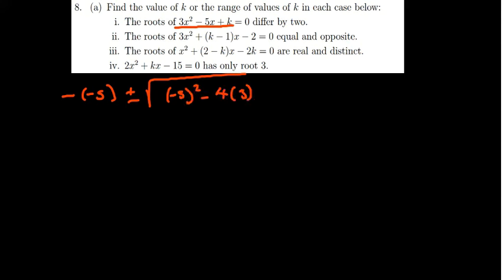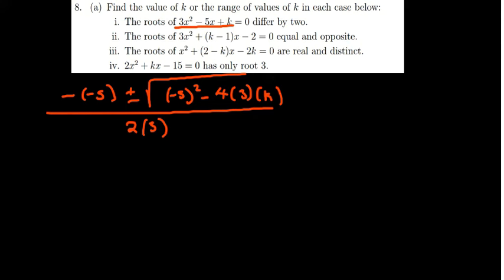So x is equal to negative b, so our b there is negative 5, right? So negative of b, plus or minus the square root of b squared, which is negative 5 squared, minus 4, our a is 3, our c is k itself, over 2a. Our a is 3. So if we simplify this, we are going to get positive 5, which is just 5.